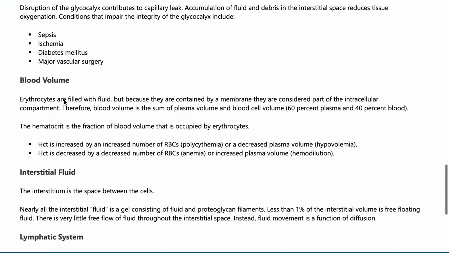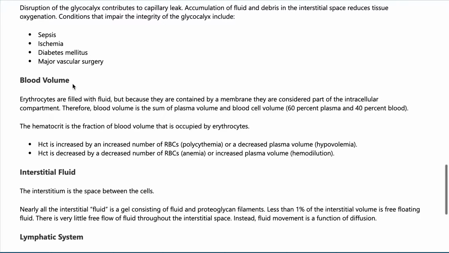Regarding blood volume, erythrocytes are filled with fluid, but because they are contained by a membrane, they are considered part of the intracellular compartment. Therefore, blood volume is the sum of plasma volume and blood cell volume, 60% plasma and 40% blood cells. The hematocrit is the fraction of blood volume that is occupied by erythrocytes.